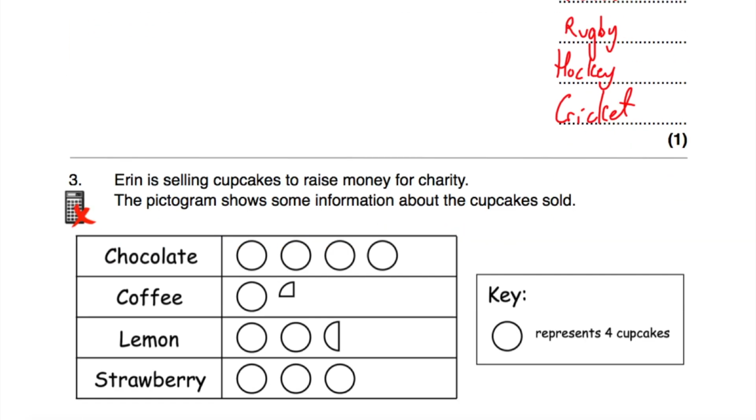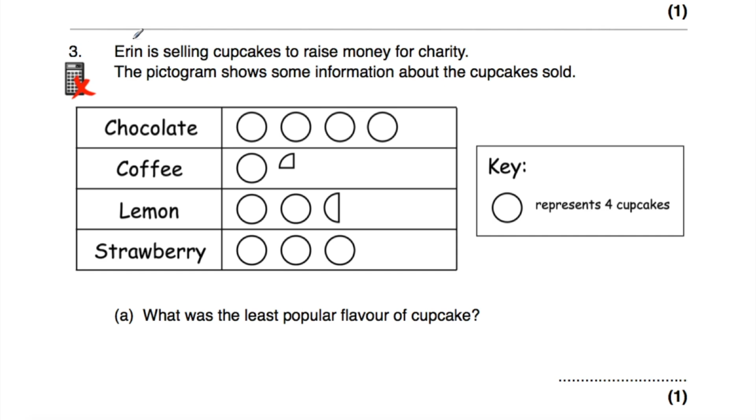Okay, let's have a look at question number 3. So question number 3, we've got this pictogram, and it says Erin is selling cupcakes to raise money for charity. The pictogram shows some information about the cupcakes sold. And we're told that each circle represents 4 cupcakes. So in terms of chocolate, that's 4, 8, 12, 16, and so on.